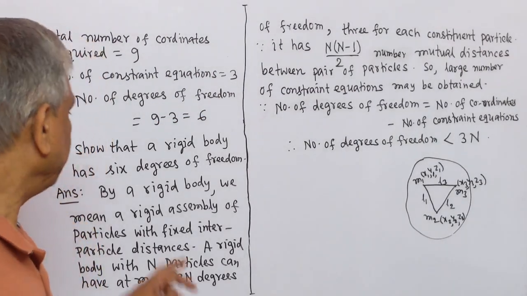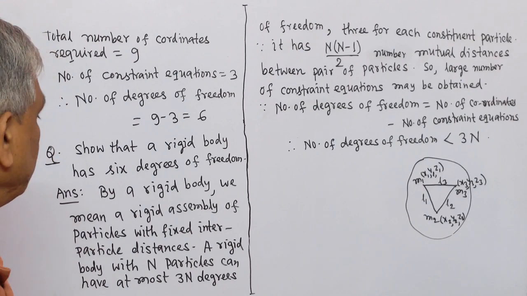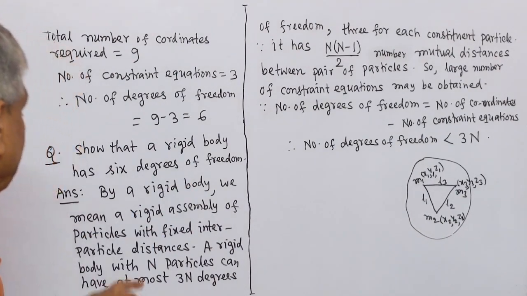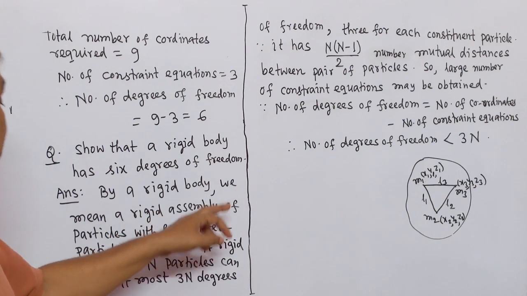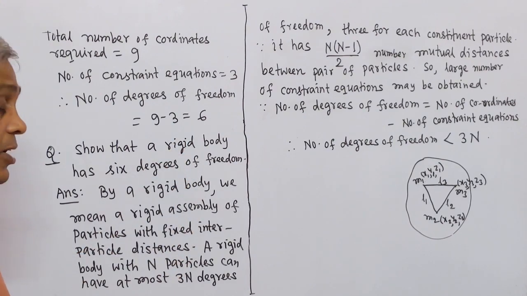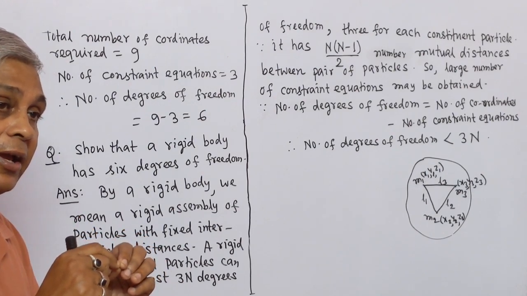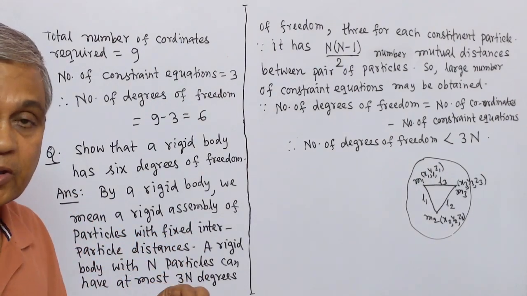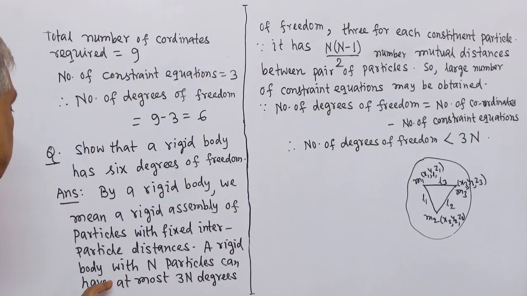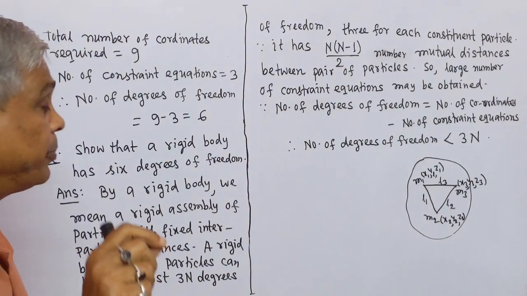Now we have a question. So a rigid body has 6 degrees of freedom. By a rigid body, we mean a rigid assembly of particles with fixed interparticle distances, because in a rigid body, the distance between any two particles is always the same. So fixed interparticle distance.